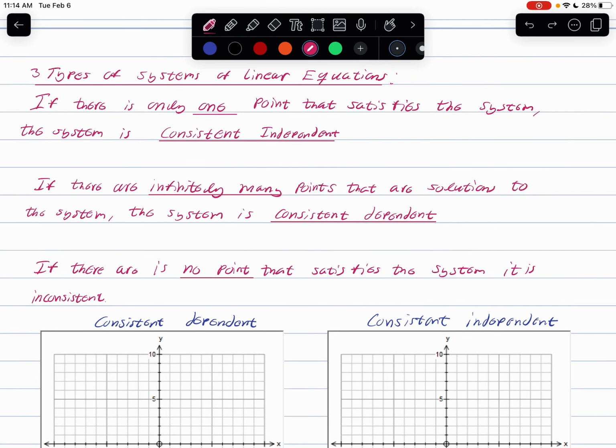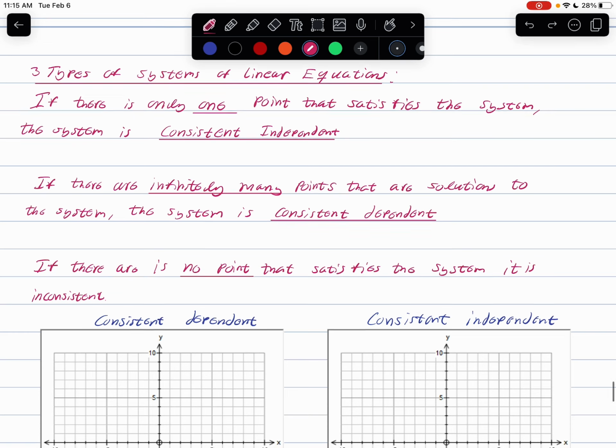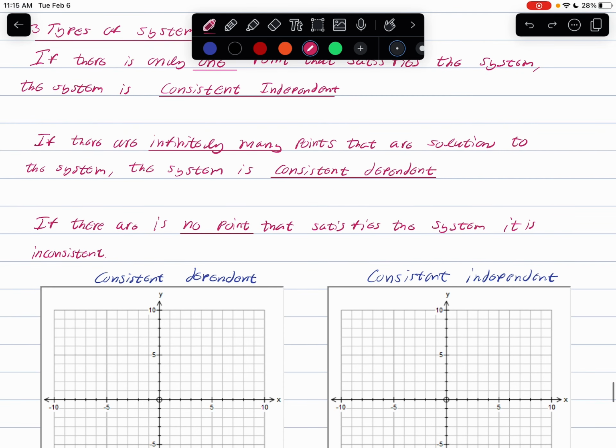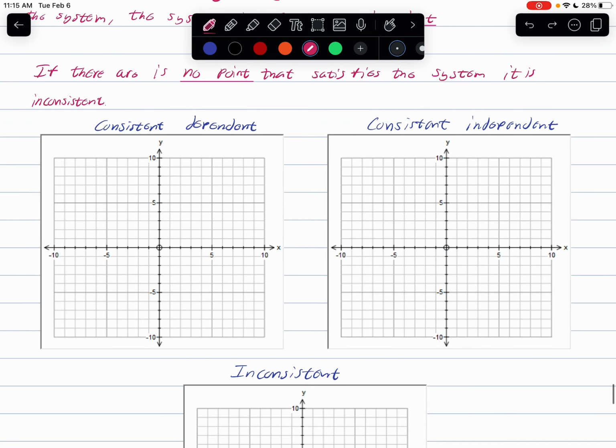If there is only one point that satisfies the system, or we say solves the system of linear equations, then we say that the system is consistent independent. So a consistent independent system of linear equations has one point that's going to satisfy it. Let's go down here and see what this looks like.